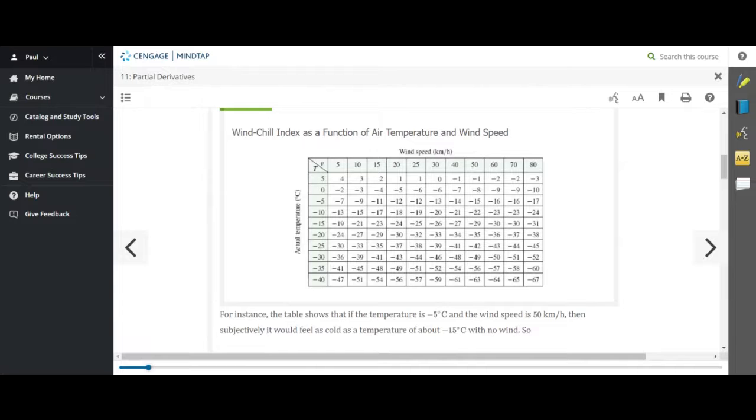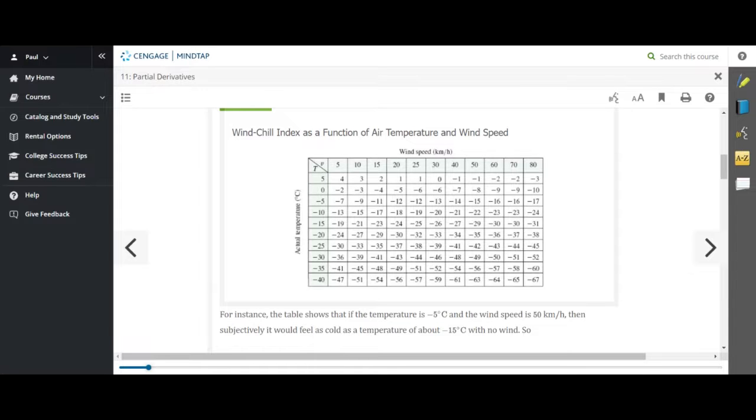What's happening to the wind chill index? Is it getting colder or is it getting warmer? If you hold the temperature at 5 degrees Celsius and move across, what's happening as the wind speed increases? What happens to the wind chill? That's right, Ivy. It's getting cooler.